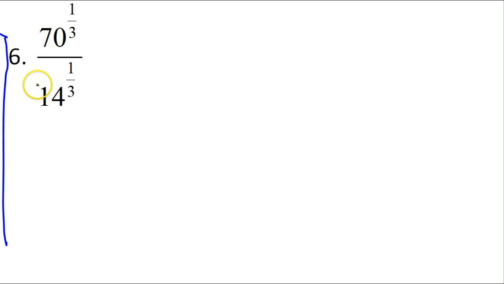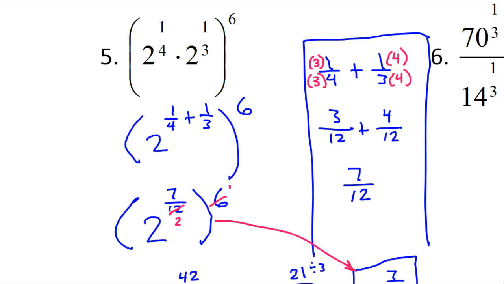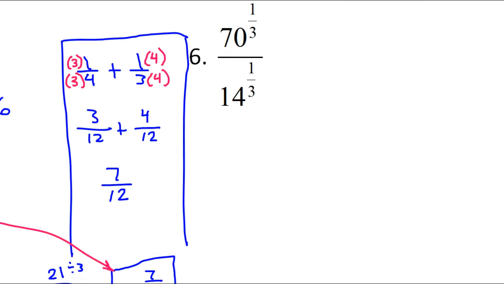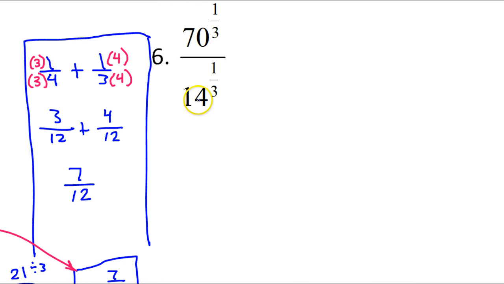Okay, we're on number 6. Now, in the previous problems, we either had like bases, like 2 and 2, or we were able to make like bases. The exponents were different. So the bases were the same, so we worked with the exponents. Now in this problem, the bases are not the same, and we're not going to make the bases the same. But something is the same. What is the same in the numerator and the denominator? Can you see that the exponents are the same?